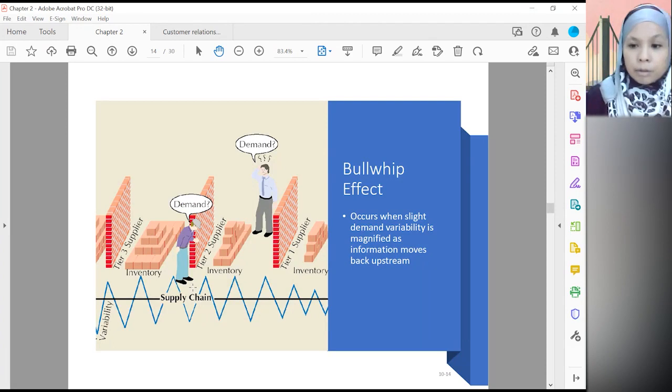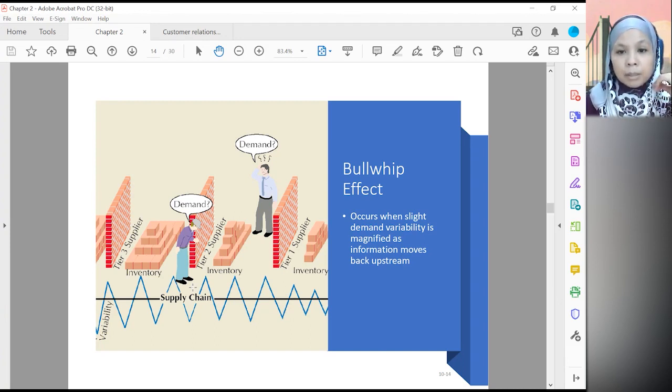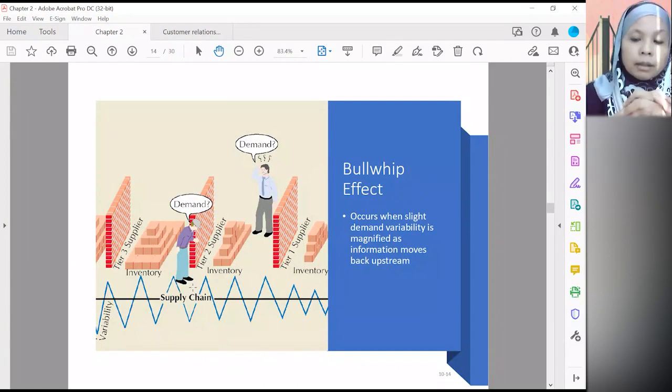Okay, so another scenario that you need to know in supply chain inventory is the bullwhip effect. So the bullwhip effect occurs when slight demand variability is magnified as information moves upstream. So for example, let's say your pineapple jams are in a retailer shop, and many people come to buy your pineapple jams, and only half a month in, your pineapple jams are finished at the retailer shops. So the retailers inform the distributor that, oh, 100 jars is not enough for a month. We actually need 200 because it's finished after just half a month.